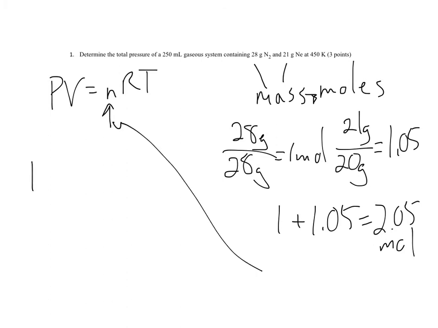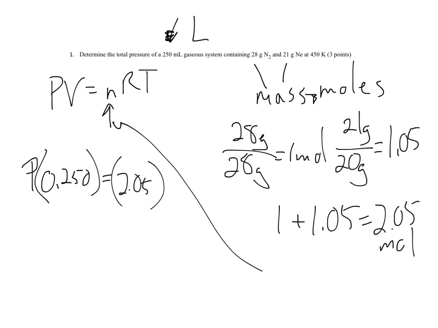We're trying to find the pressure. We're given a volume of 250 milliliters. In the ideal gas law, you have to use liters. So to get from milliliters to liters, you move the decimal over 3 times to the left. So it's 0.25 liters equals 2.05 moles. That was the number we got over here. Times, they don't give us a unit of pressure, so we can use 0.0821. And then that's going to be times 450 K.